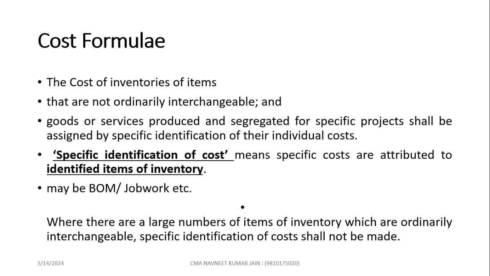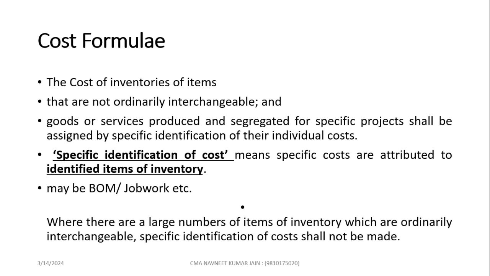Now, coming to the cost formula, the cost of inventory items that are not ordinarily interchangeable, goods and services produced and segregated for specific products or projects shall be assigned by specific identification of their individual costs. I think this is clear in itself. Specific identification of cost means where there is a clear one-to-one correlation between the cost incurred and the inventory item.